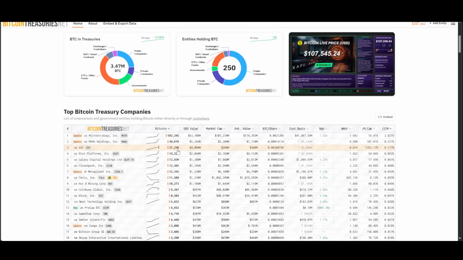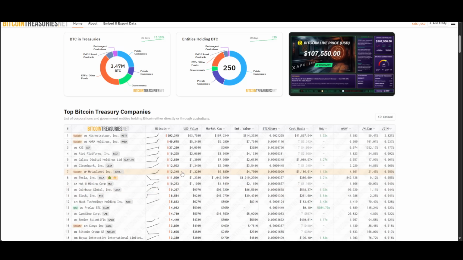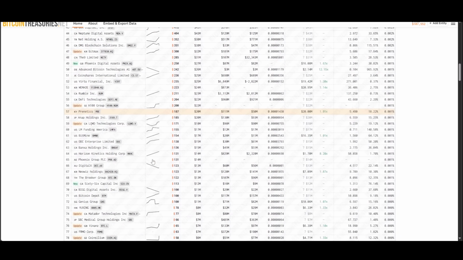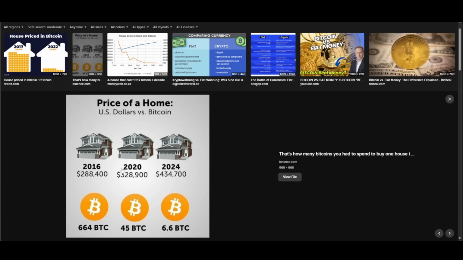CEP or XXI 21, 37,230. Metaplanet, number 7, used to be a lot lower. Now they're number 7. Just another large buy will bring them into the top 5 for a very small company. So pretty good. A lot of these companies are aggressively buying Bitcoin. This is probably what's going to lead to the next Bitcoin cycle top, or the Bitcoin bull cycle top.